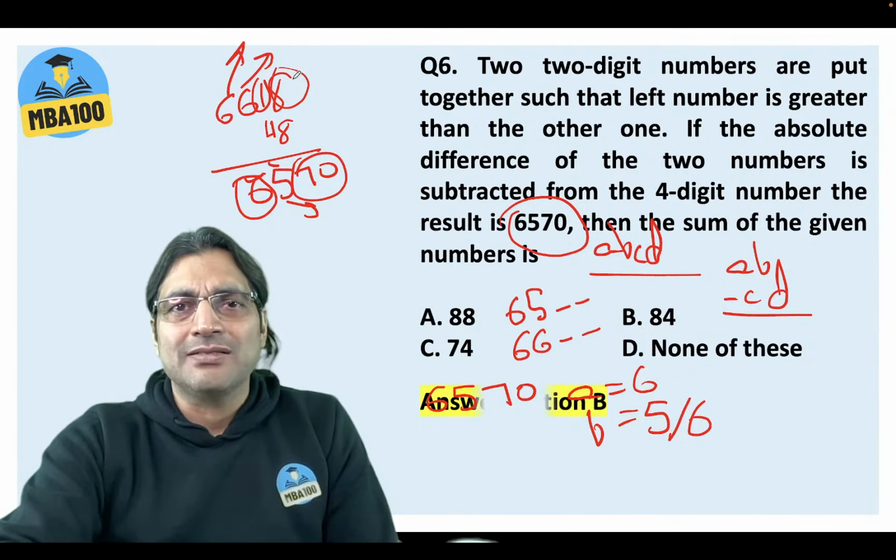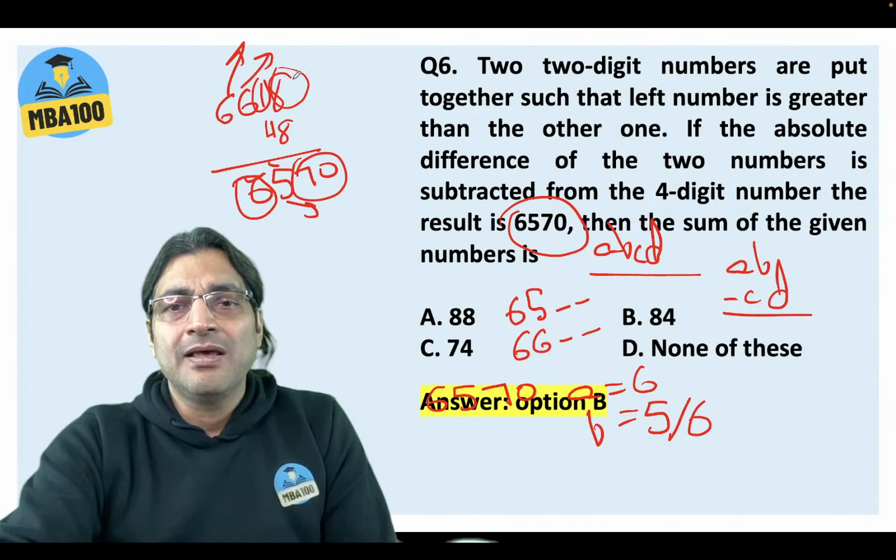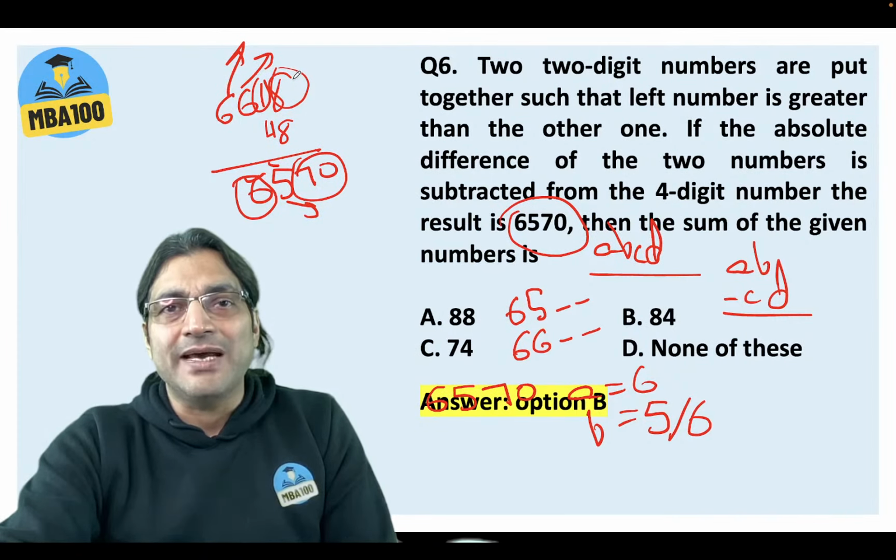Alright, but when it comes to the answer to this question, the answer is option B. 66 plus 18, that is what they had asked you to get. 66 plus 18 is 84, of course, that's your answer. Any doubt? Any doubt, anyone?